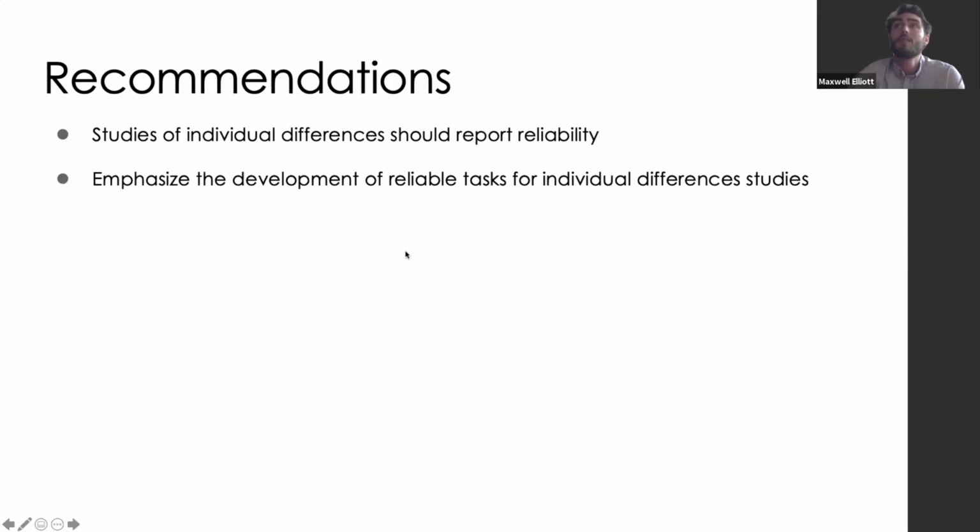Next, we emphasize the development of reliable tasks for individual differences studies. So many of the tasks I showed you came from cognitive neuroscience. This literature has given us lots of interesting information about how the average human brain works, but these tasks weren't designed to be reliable from the beginning. They were designed to be robust. They were designed to elicit activation. So we think that a lot can be done just by focusing on reliability from the beginning.